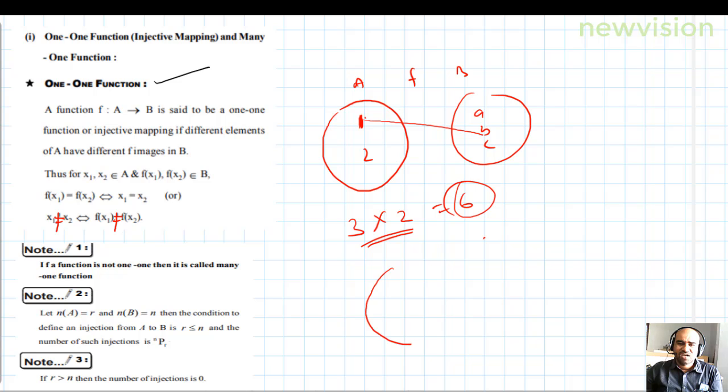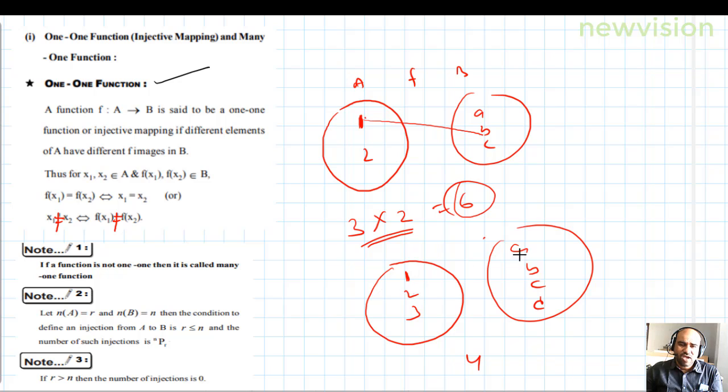Okay. Now I want to generalize, students. Listen, 1, 2, 3 given here. Here A, B, C, D given. 1 has 4 chances. 2 has 3 chances, because 1 can be paired with either A or B or C or D. 3 has 2 chances. By the product rule, 4 into 3 into 2 one-one functions exist from set A to set B.